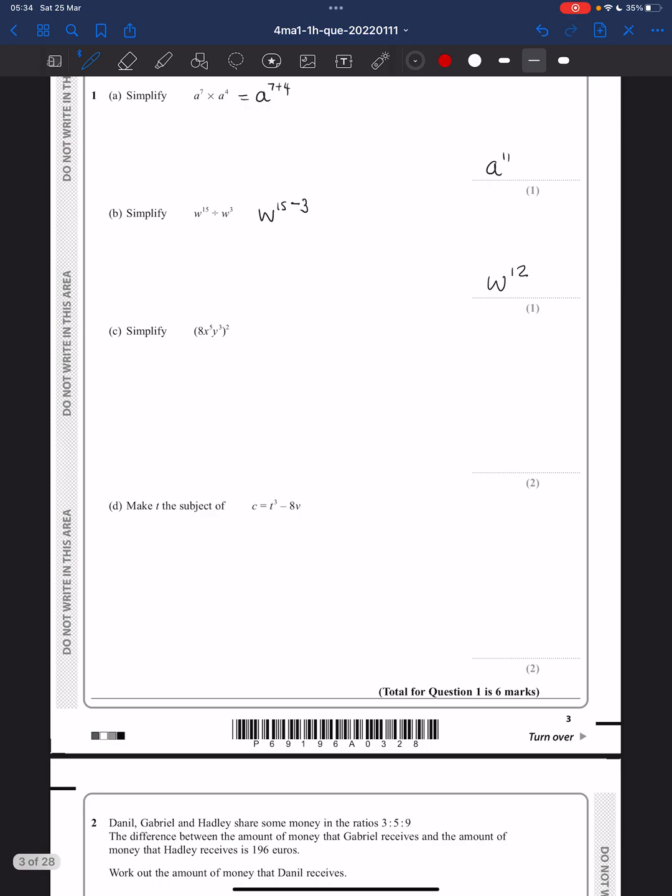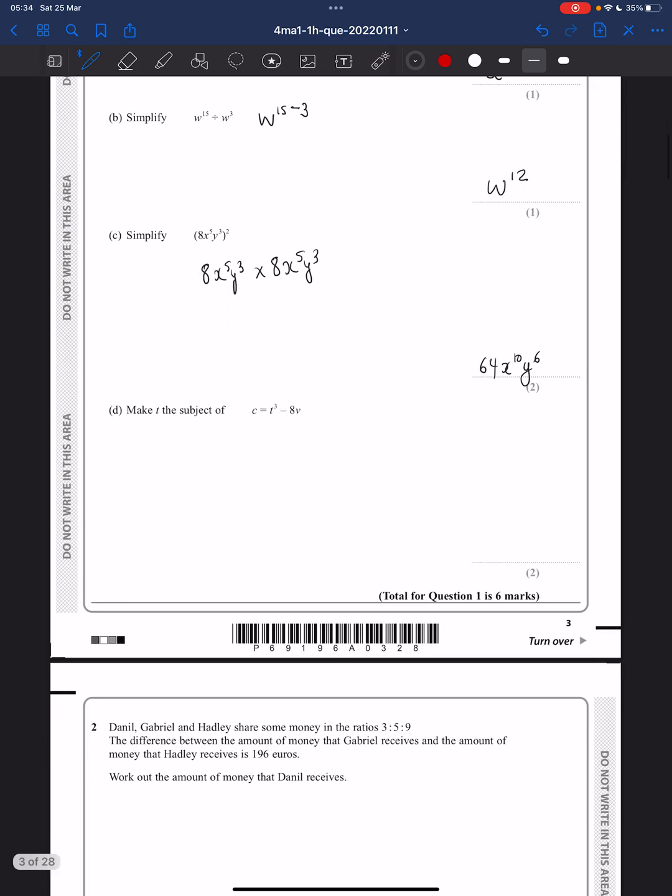This one, when it's like this, it's 8x^5y^3 all squared. So we've got to multiply it by 8x^5y^3. So we go through and we look at the numbers first. 64. Then the x's. x to the 5 times x to the 5 is x to the 10. And then we'll do the y's. y cubed times y cubed is y to the 6.